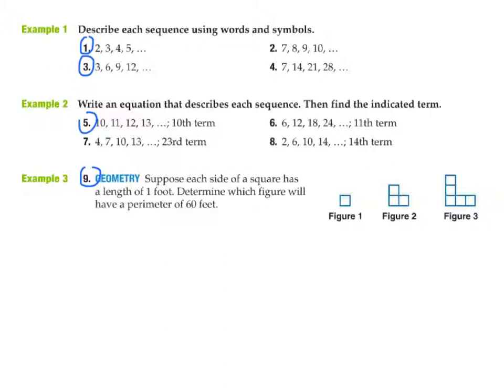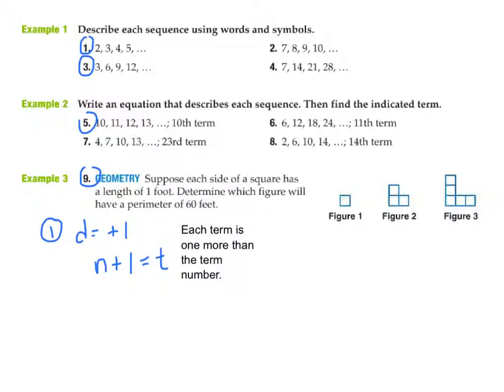So let's start with number 1. The first term is a 2. And we can describe it by saying that the term increases by 1 each time. So the common difference is plus 1. The common difference of the term numbers is plus 1. And what's the relationship? Well, term number plus 1 equals the term. So each term is 1 more than the term number.